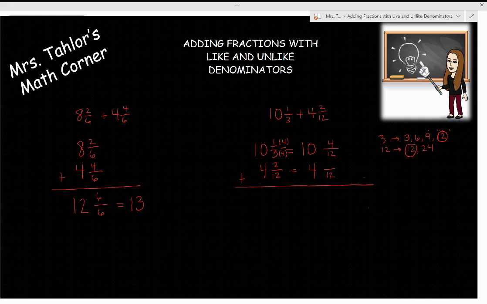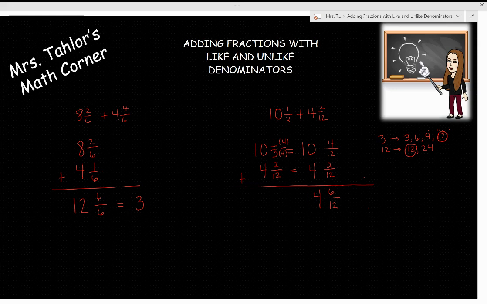For my bottom numbers, I notice that the denominator is the same. Because I don't have to change the denominator, I don't have to change the numerator, and I can just write 2/12. Now that I have the same denominator, I can add 4 plus 2 equals 6. So I have 6/12. 10 plus 4 is 14. That is the answer to the expression.